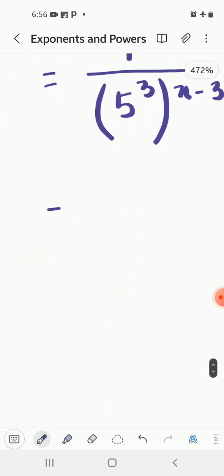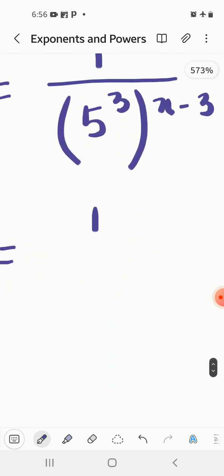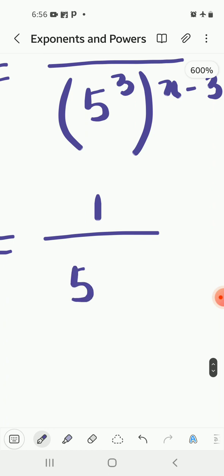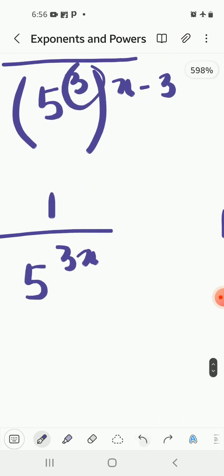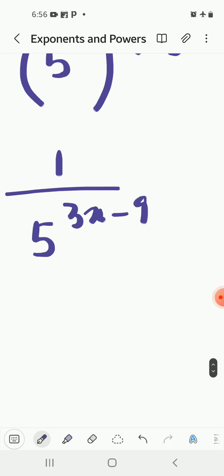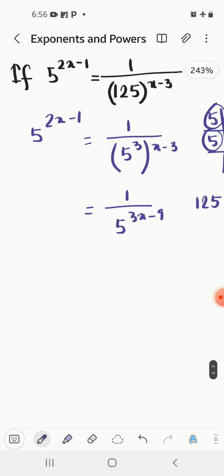Now see, 1 by 5 to the power 3 into x. So this becomes 3x. 3 into 3, minus 9. So this is what we have got.